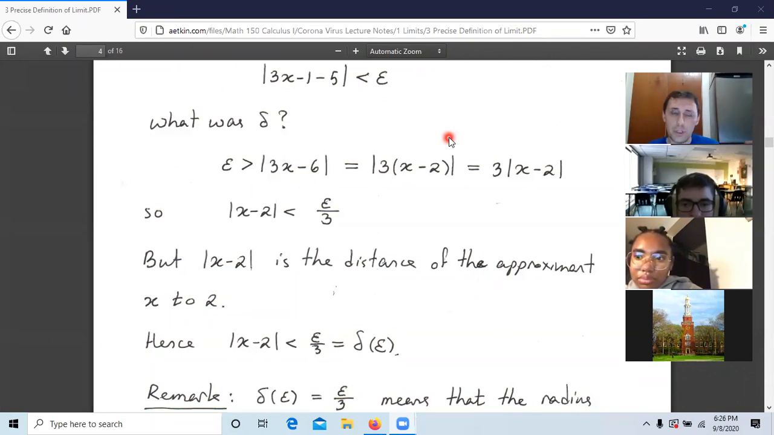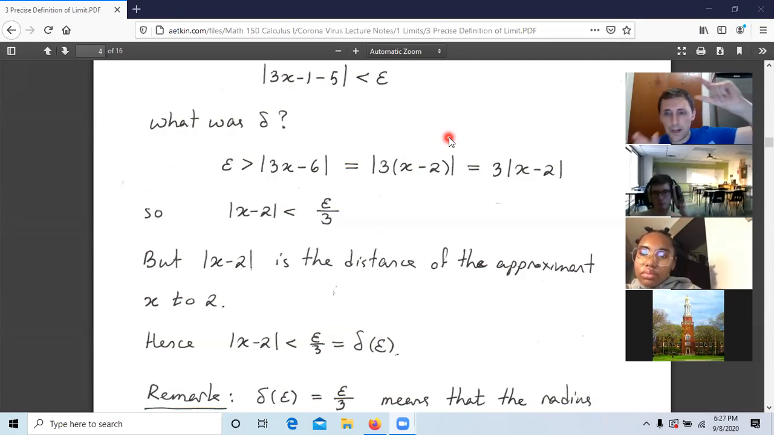You understand, guys? When you read this thing, it should not be empty symbols to you. To me, it reads this way. In order to accomplish this for this particular function, whatever is my target pipe, I must ensure that the radius of the input pipe is 1/3 the radius of the output pipe. That's what the epsilon over 3 means. Delta of epsilon just tells me how to adjust the input so that the current enters into the particular pipe.